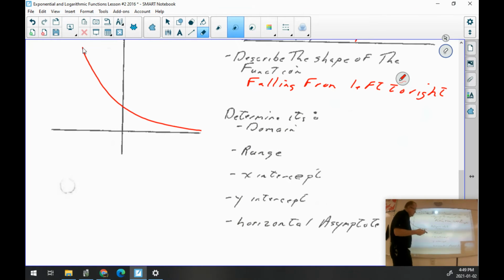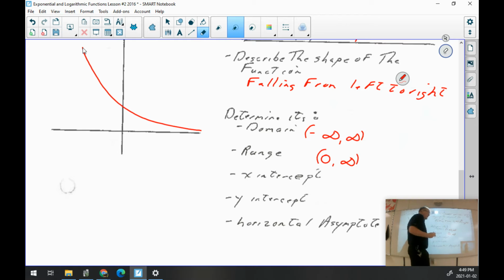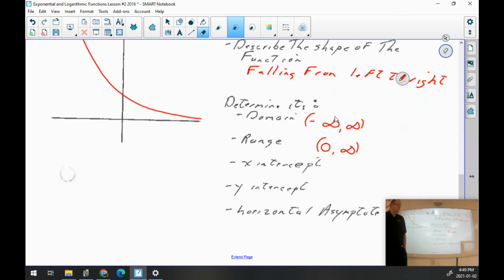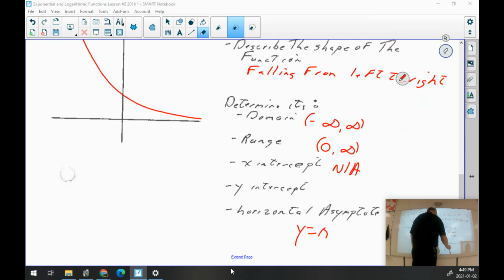Our domain is the same. Our range is the same. Our x-intercept is the same. 1/2 to the power of 0 is still 1, so our y-intercept is the same. Try that again. Our x-intercept doesn't happen because we have a horizontal asymptote at y equals 0. And we have a y-intercept at (0, 1).